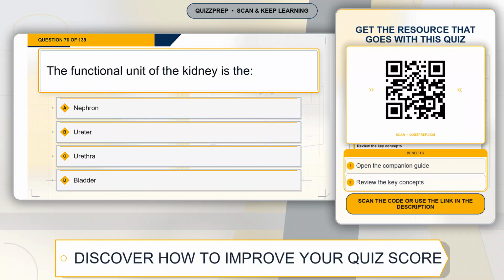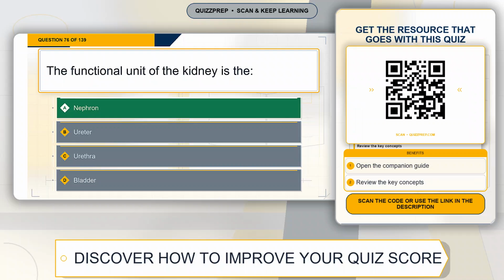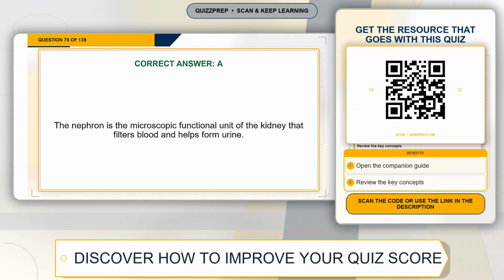Question 76. The functional unit of the kidney is the: Option A, nephron. Option B, ureter. Option C, urethra. Option D, bladder. The correct answer is option A, nephron. Explanation. The nephron is the microscopic functional unit of the kidney that filters blood and helps form urine.